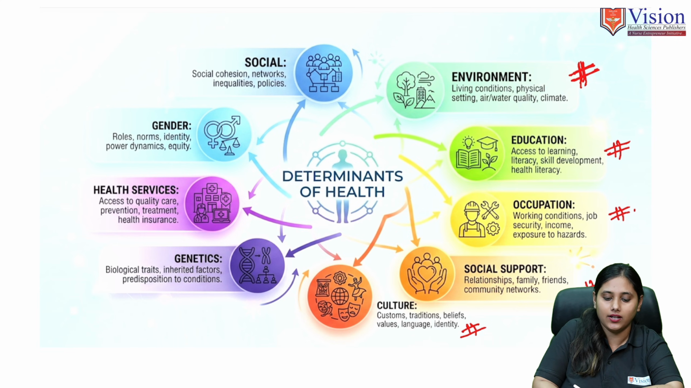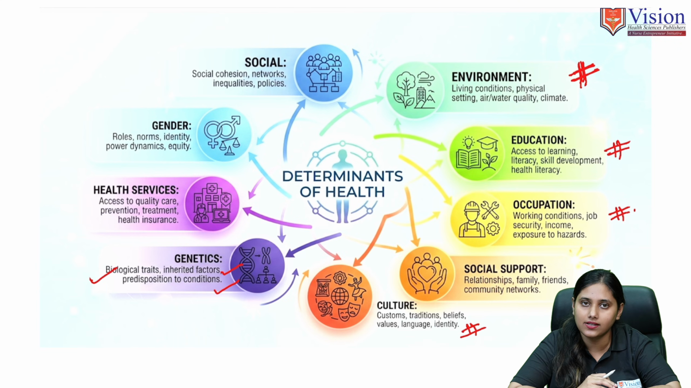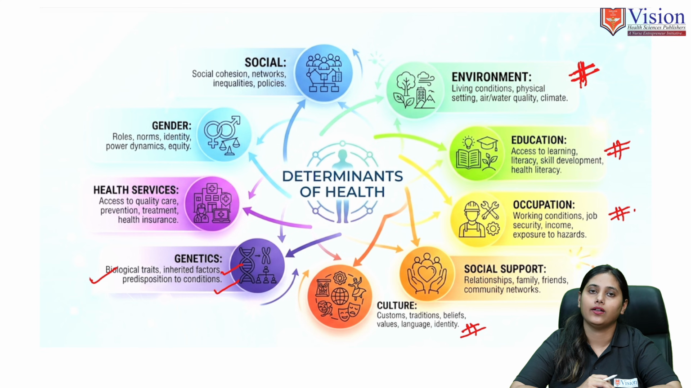Then the genetics. It includes biological traits, inherited factors, and predisposition to conditions. There are certain diseases which are inherited from one generation to another generation. There will be some vertical transmissions, and some horizontal transmissions. All the genetic disorders we can see as a genetic determinant affecting the health.